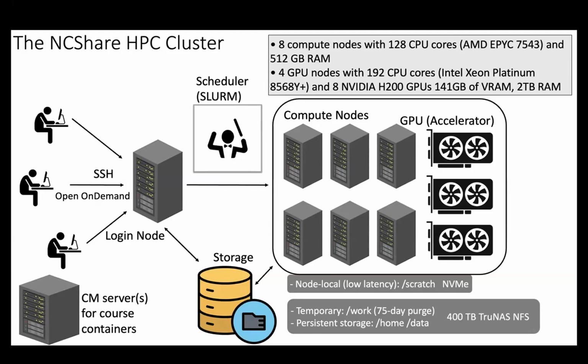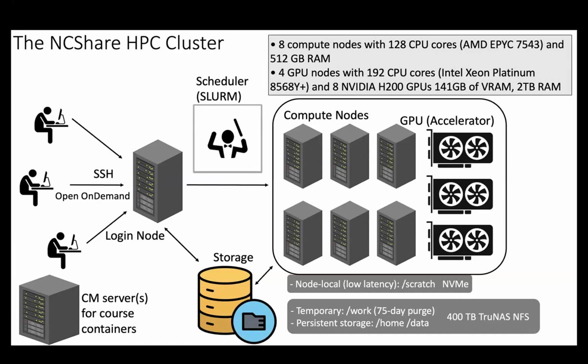And then with the more recent grant, we have 4 GPU nodes with 8 GPUs each. That totals to 32 H200 GPUs. These are state of the art. We have 141 gigs of VRAM on each, and each of these nodes has 2 terabytes of RAM.